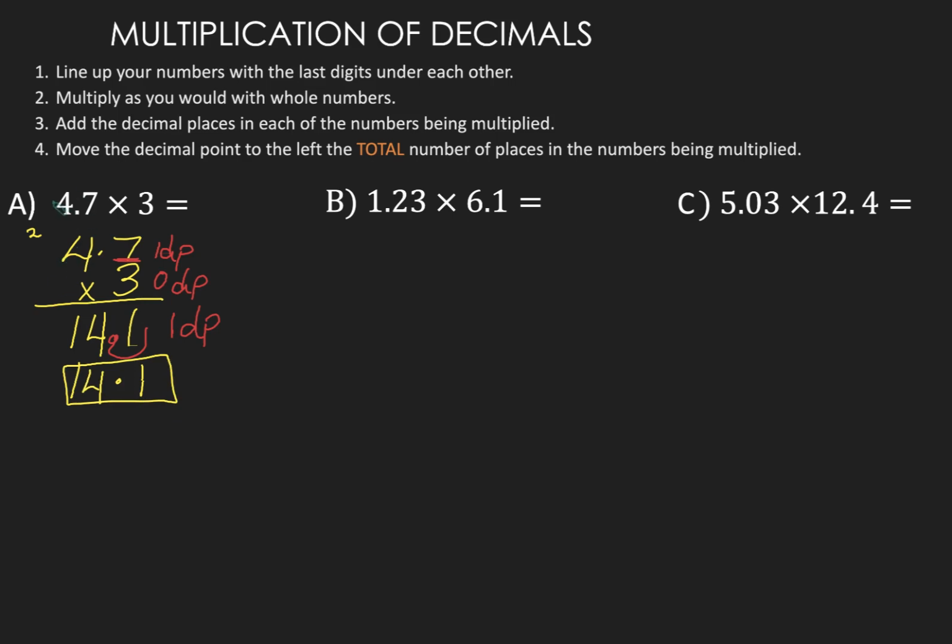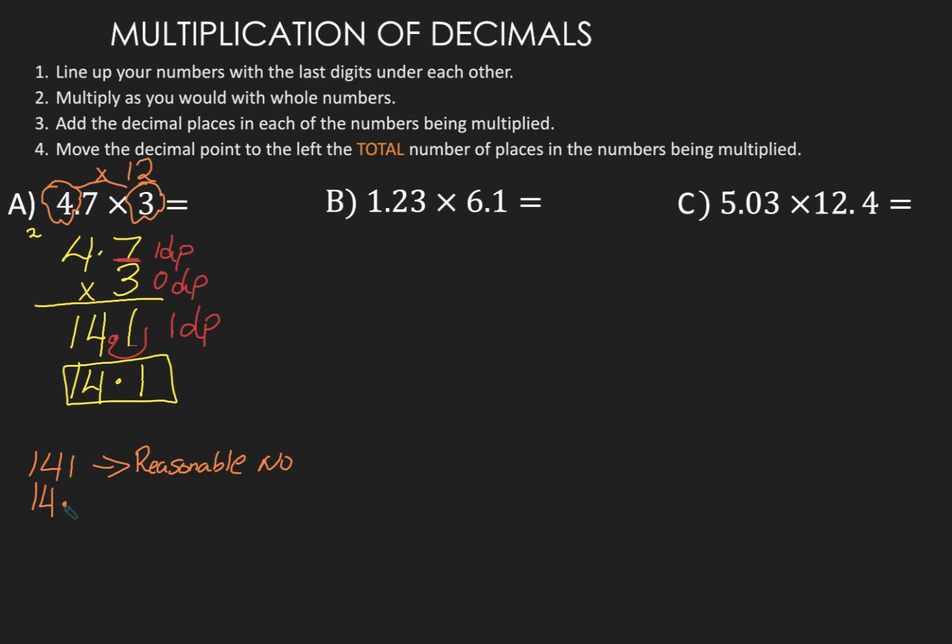Now you can check to see if your answer is reasonable. To do that, I focus on the whole number portion of my decimal. So I'm going to focus on the 4 and the 3. When I multiply 4 times 3, I get 12. Remember, my product turned out to be 141. Would that be a reasonable answer? No, because when we multiplied 4 times 3, I got 12. My answer should be somewhere around 12 point something. So 141 is not reasonable.